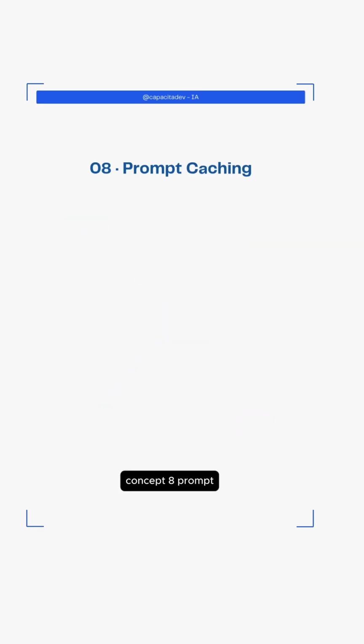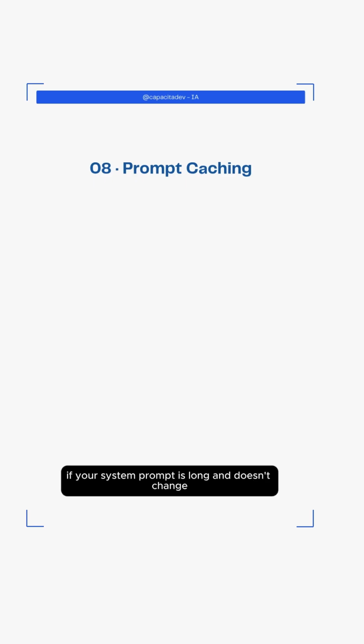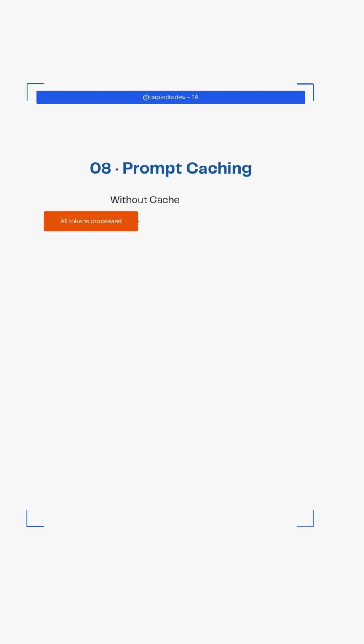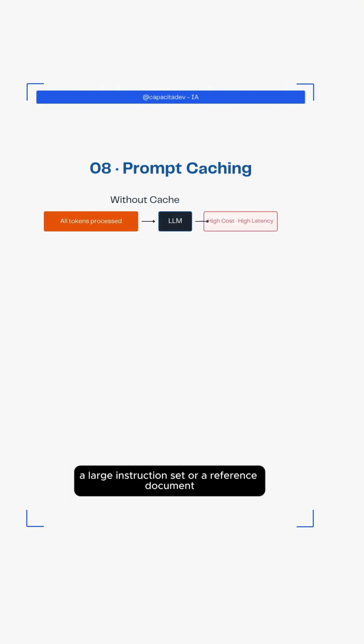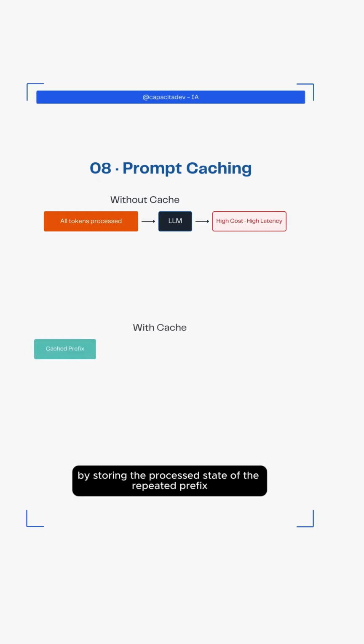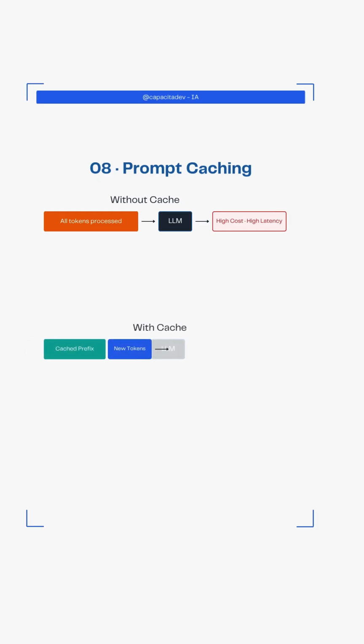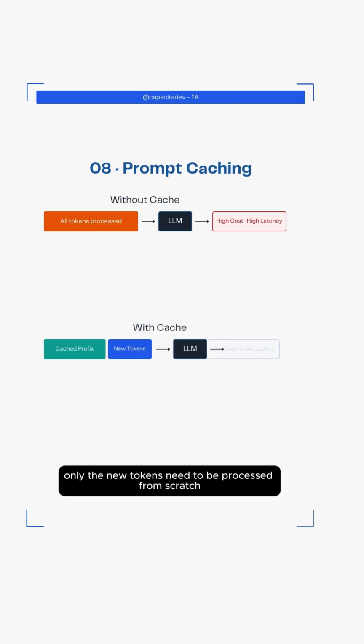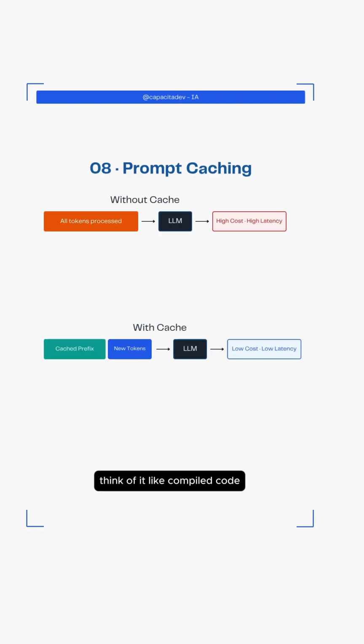Concept 8. Prompt caching. Every token in a prompt costs processing time and money. If your system prompt is long and doesn't change between calls, a large instruction set or a reference document, you are paying to process the same content over and over again. Prompt caching solves this by storing the processed state of the repeated prefix. On the next call, only the new tokens need to be processed from scratch. Think of it like compiled code. You don't recompile the entire project every time you run one function. Caching can cut costs significantly and reduce latency on calls where the prefix is large and stable.